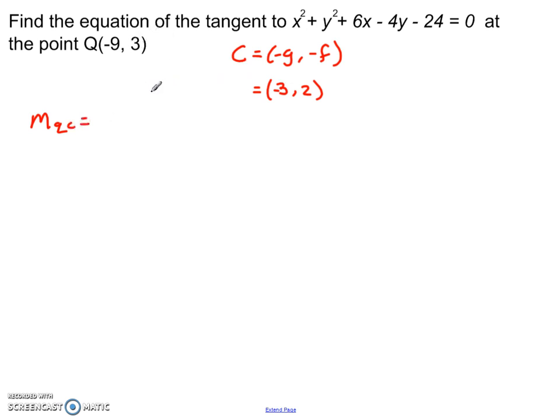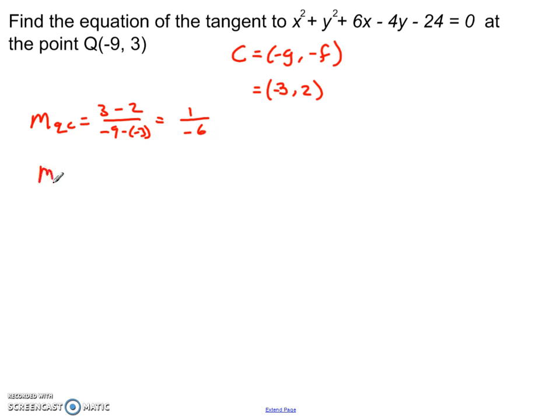Now the gradient of Q to C, same formula, y2 minus y1 over x2 minus x1. So 3 take away 2 over negative 9 take away negative 3. 3 minus 2 is 1. Negative 9 take away negative 3. Minus minus a plus, so it's negative 9 plus 3 gives me negative 6.